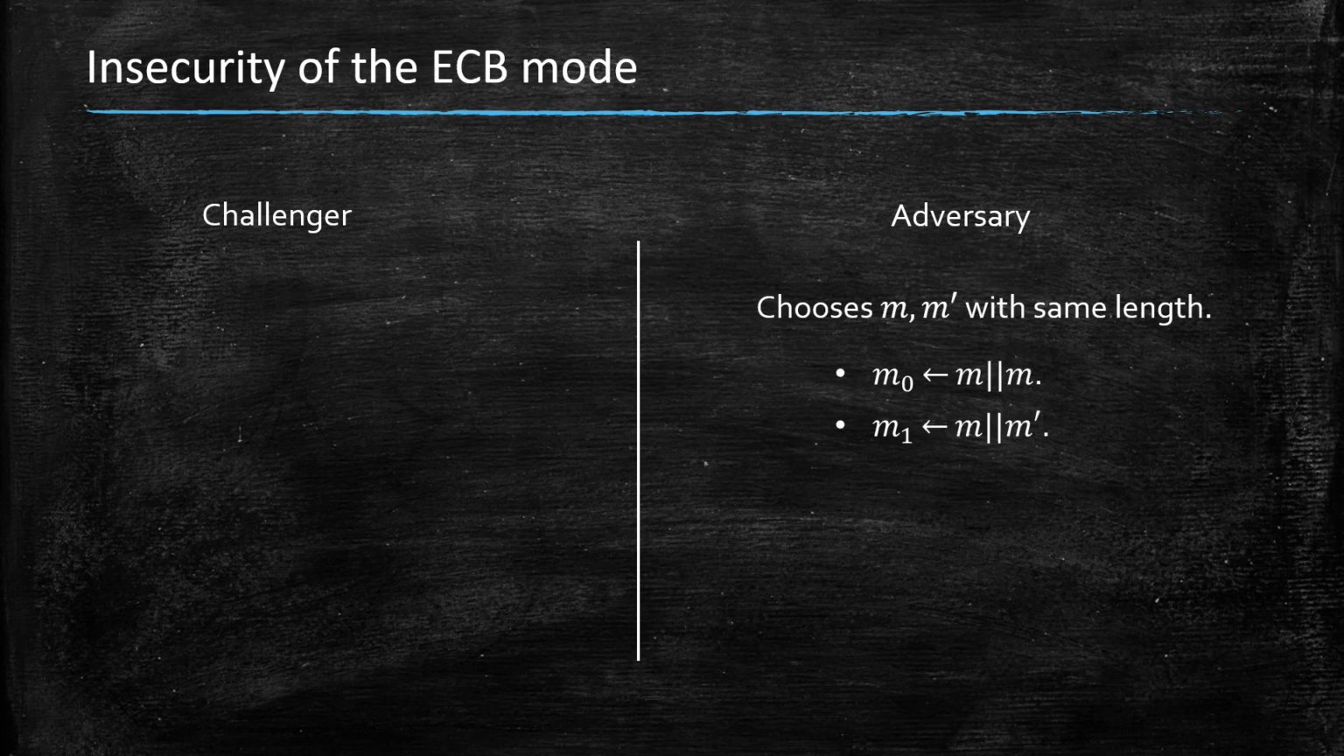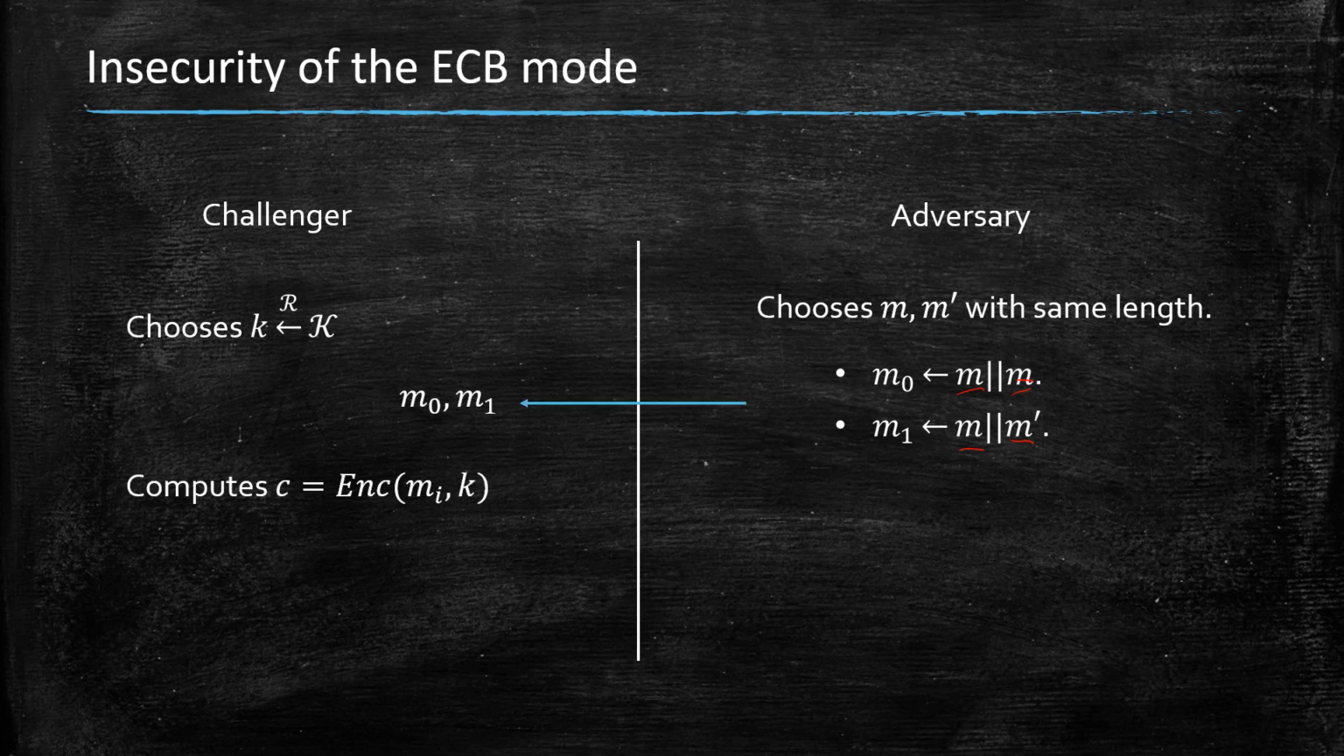Now, why is this insecure? Well, let's see. In our semantic security game, what would happen? Let's say an adversary chooses two blocks of the same length and builds the following two messages. One is a repeat of the first block, and the other one is just a concatenation of the two blocks. So the adversary sends those two messages. The challenger encrypts M_i, where i, of course, is the bit in experiment i.